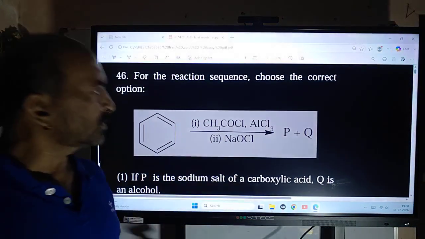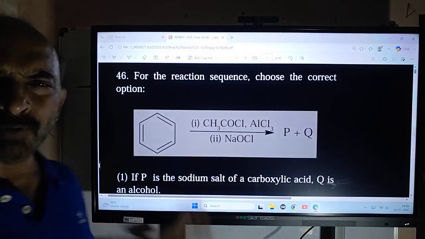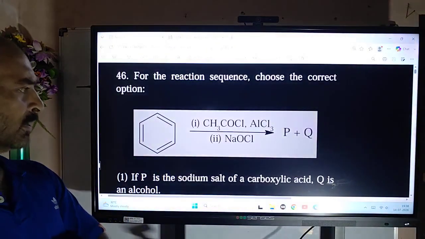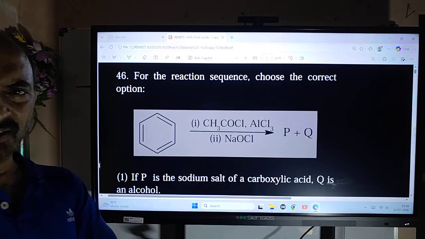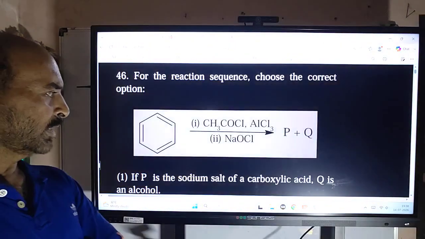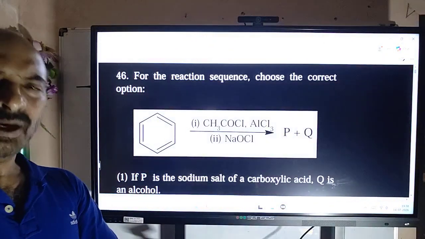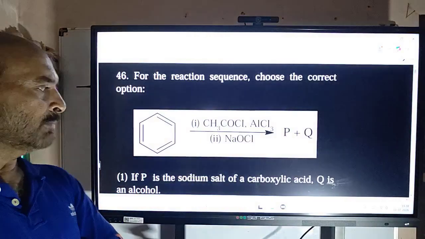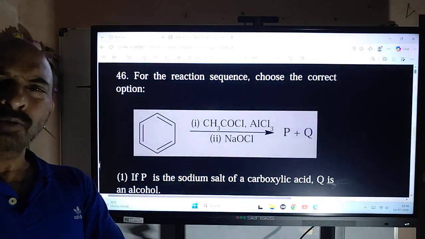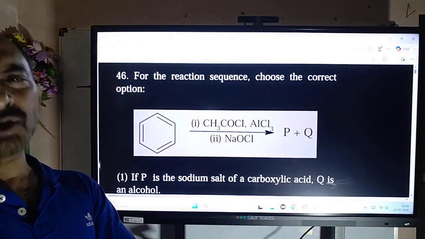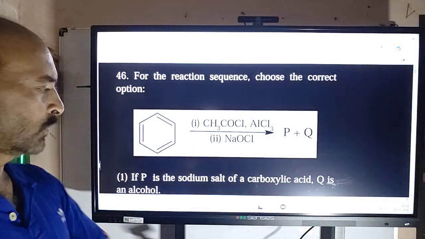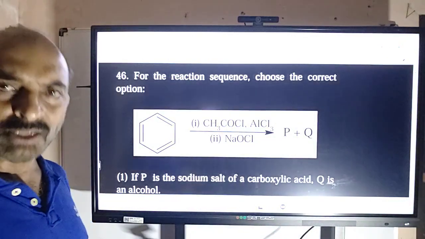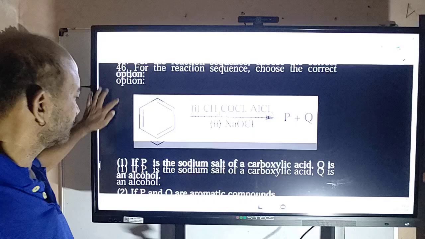For the reaction sequence, choose the correct option. And they have provided a reaction sequence. It is benzene treated with two sets of reagents. First one, acetyl chloride and aluminum chloride, probably anhydrous aluminum chloride, that's not mentioned there. And the second one is sodium hypochlorite. And there are two products which are denoted as P and Q, P plus Q. And the options are regarding P and Q. We will check.